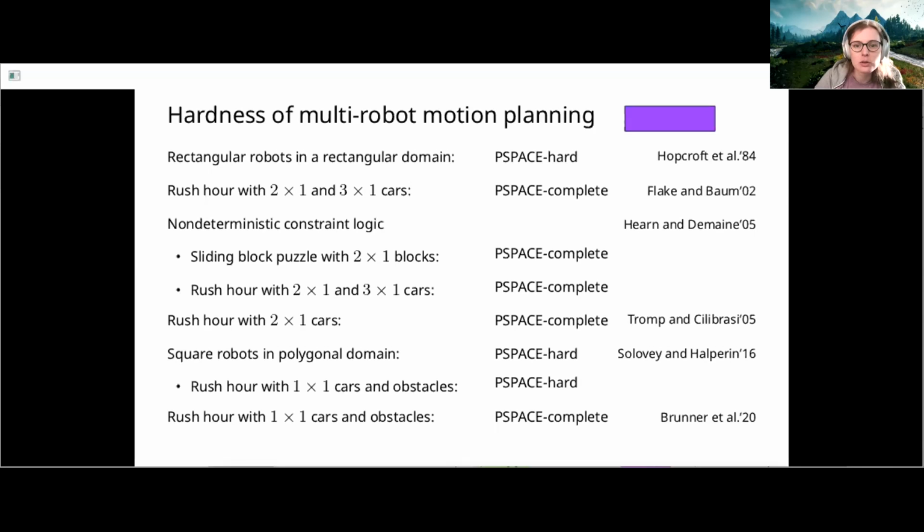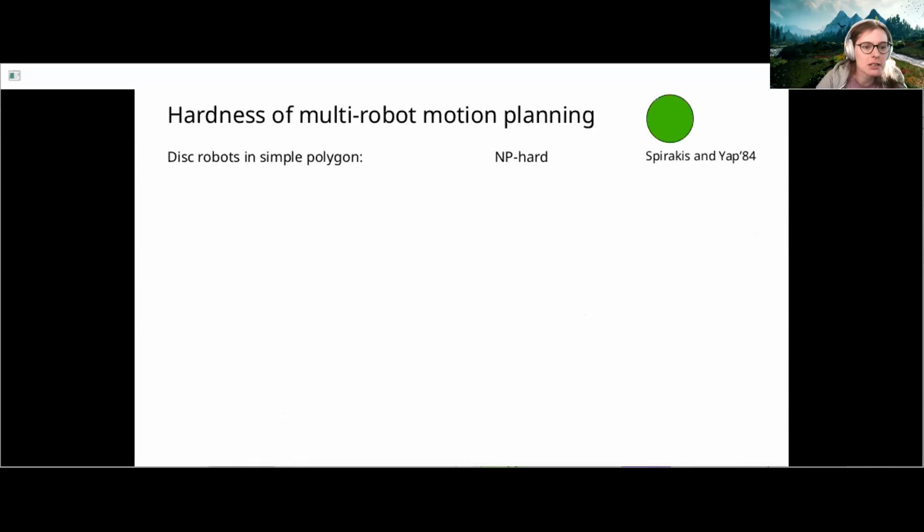Okay, but I wanted to talk actually about disks today. So let's see what we know about disks. And the result list is much shorter than for rectangles. And it makes sense because rectangles and squares can be placed nicely in a grid. And there is not much flexibility in how these blocks can sort of wiggle around, right? Because if you do not line them perfectly, the corners will prevent the robots from sliding in the way that they wish.